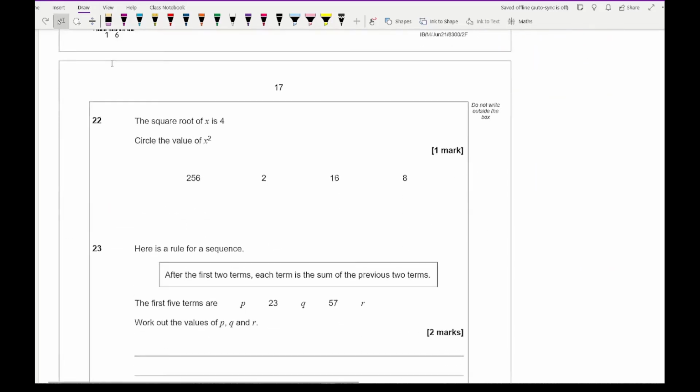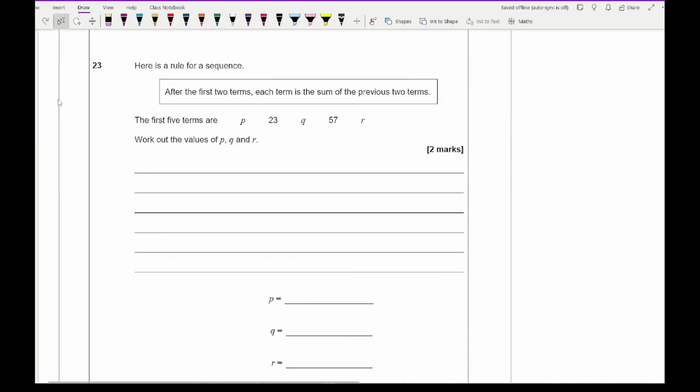Moving on to question 22, it says the square root of x is 4. Circle the value of x squared. Well, the square root of x is 4, so then x equals 16. So then 16 squared is going to be 256.